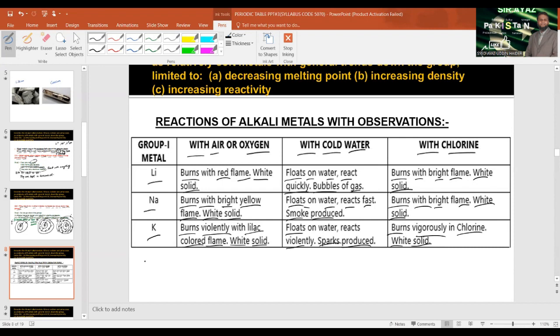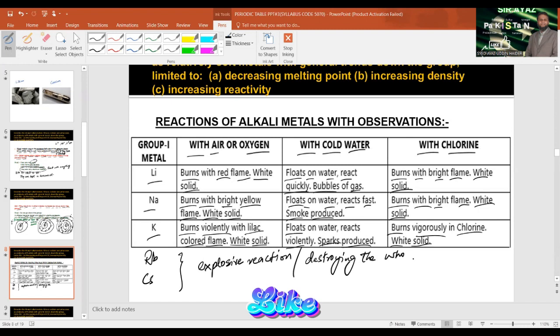Now for rubidium and cesium, you can easily predict the reaction. There will be an explosive reaction. Or you can even write destroying the whole apparatus. In case of reaction with water, any gas produced will catch fire.